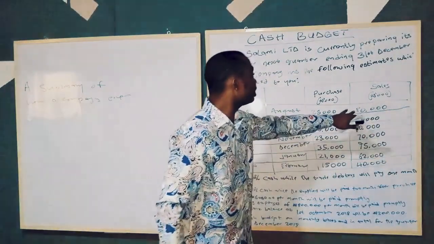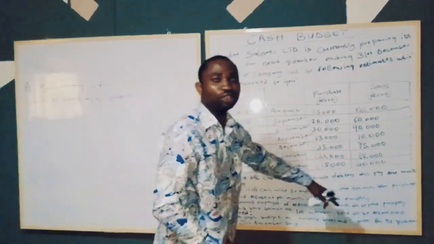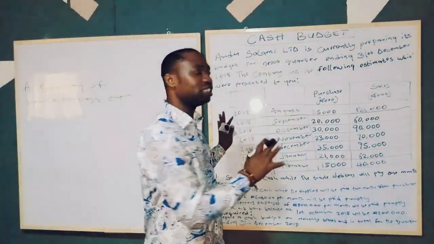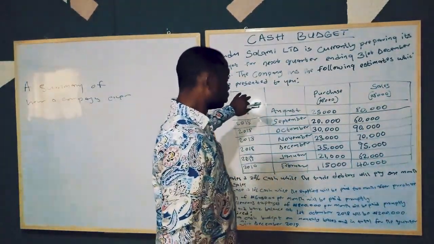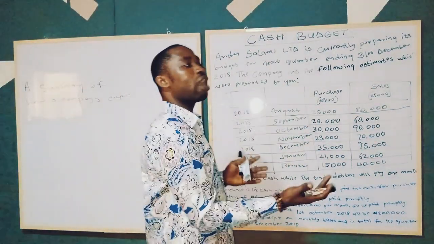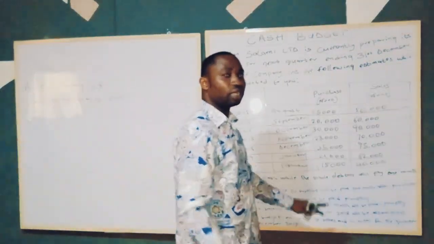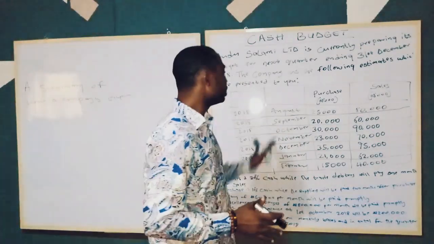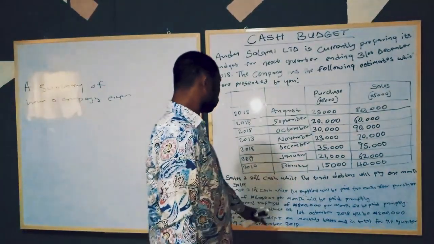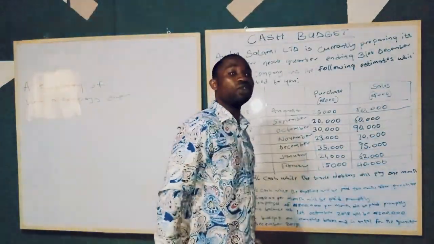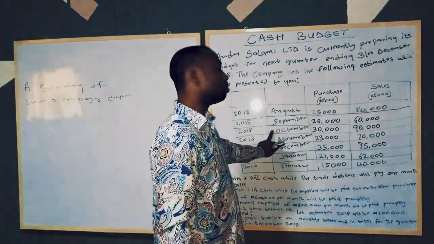The trade debtors also pay some part of this month in some other months. So the first thing we are going to do here is to prepare how the money is coming from sales and how the money goes out for the purchase. That is the first step. After that, we are going to do that for all the months that we're given. Then we are going to prepare the cash budget for the quarter ending that they requested us to prepare, which is for October, November and December.